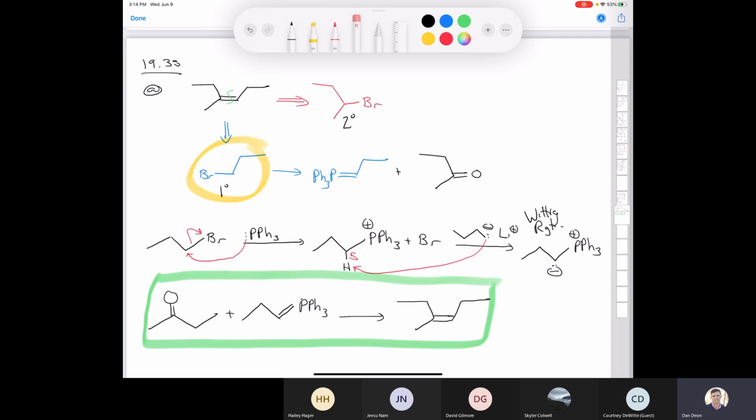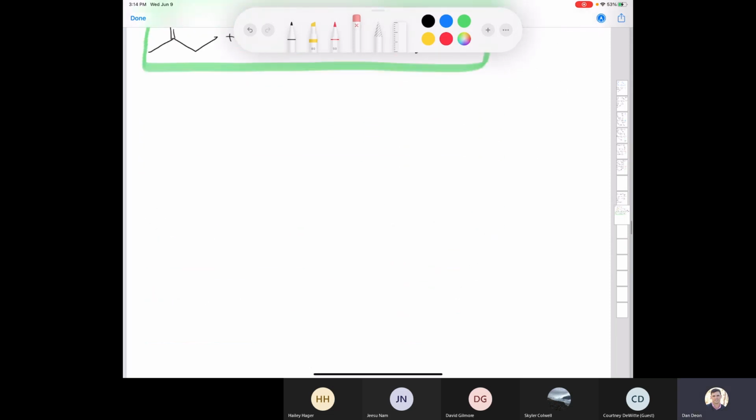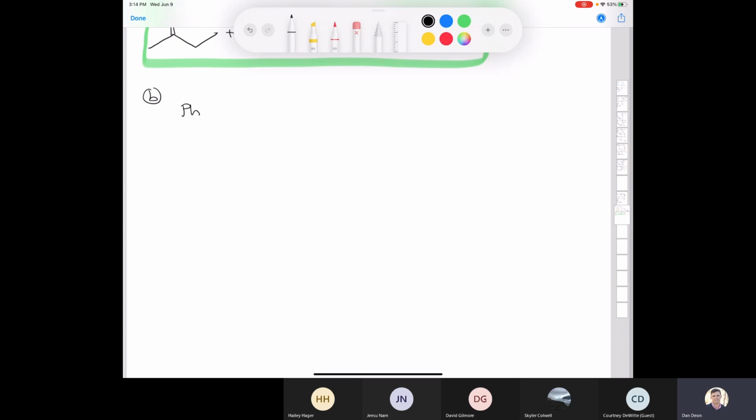So let's take a look at B. In B, we're trying to make this trans compound here. So this is an E alkene like this. Now it's symmetrical, so we break the carbon-carbon double bond, and that tells us that we're going to have this, and if you chose iodide instead of bromide, that's no problem. So we take this to make our Wittig reagent, right?